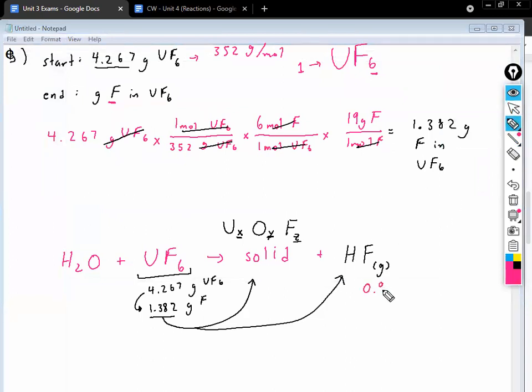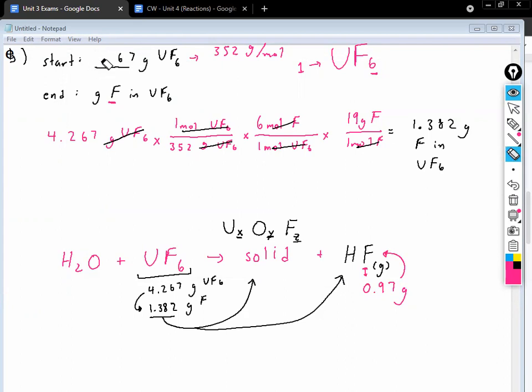So 0.97 grams. What that means is we have a new starting number. We have 0.97 grams of HF. And we can use this and do some stoichiometry to figure out how many grams of fluorine are inside of HF.